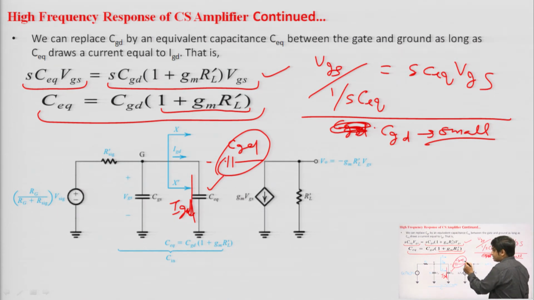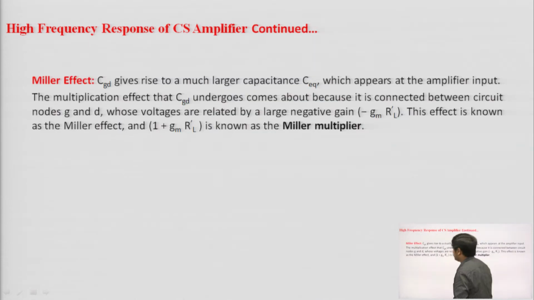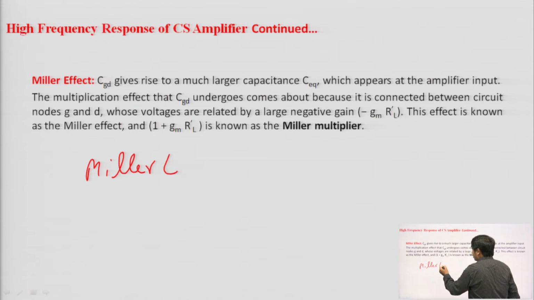Now, you can see that this CGD is connected between the gate and drain terminals, and in a common source amplifier the input is applied at the gate and the output is taken from the drain. So, whenever a capacitor is connected between two high gain nodes, the input capacitance is increased by the gain amount, 1 plus GM RL dash, although GM RL dash is very high. So, sometimes we neglect the 1 also. This is called the Miller effect.